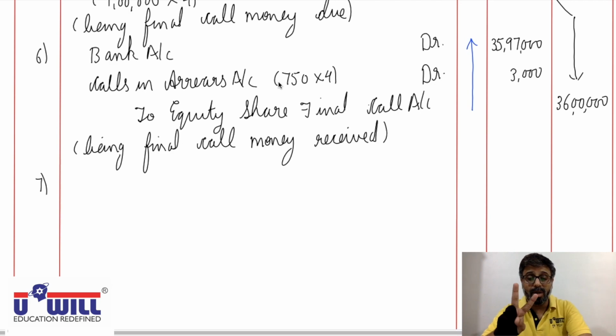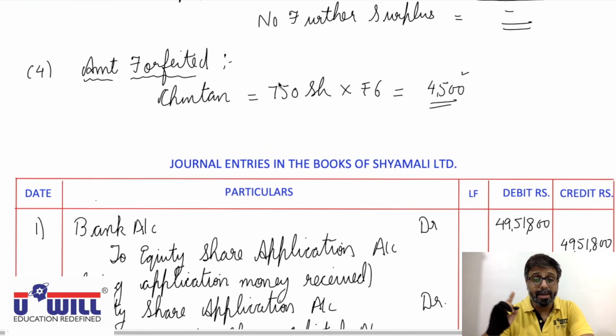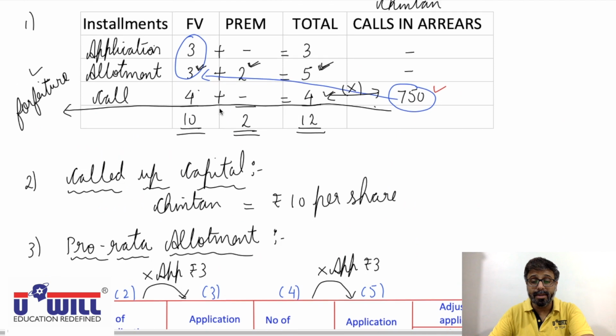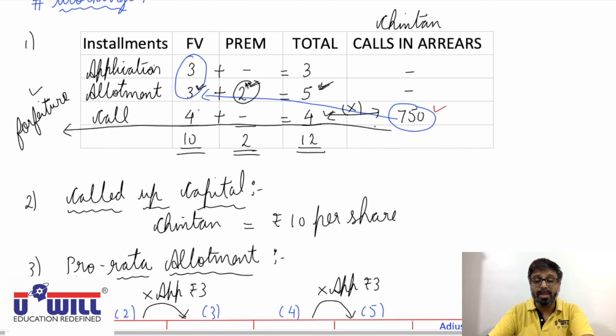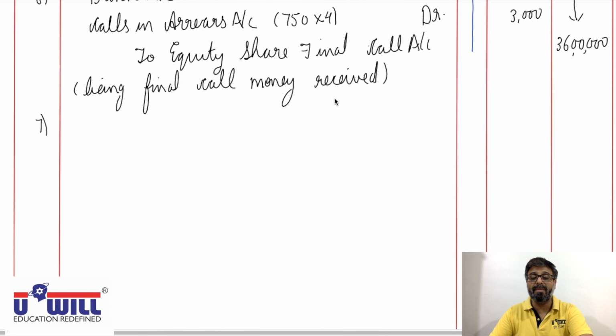2 accounts debit. Which 2 accounts debit? Equity share capital and security premium. But security premium we have to debit only if the premium is not paid. See here, premium is with which installment? Allotment. And there are no calls in arrears in allotment, which means premium is received. So security premium we are not going to debit at all.